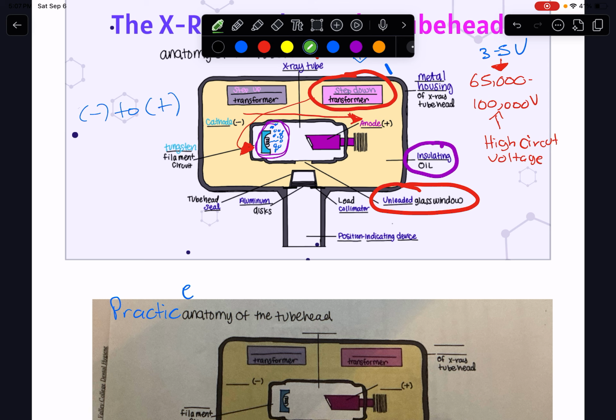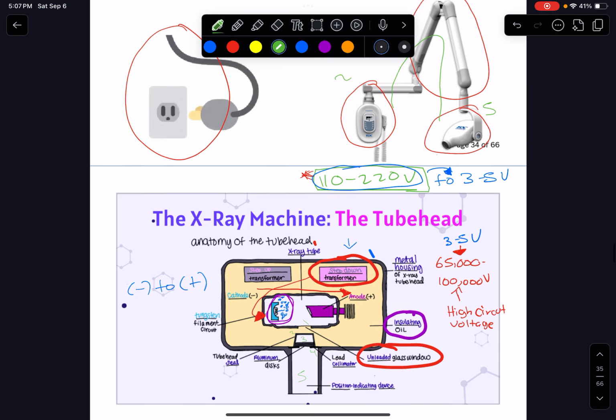It's going to go from the unleaded glass window, let me make that smaller, unleaded glass window to the tube head seal, so here, to the aluminum discs, to the lead collimator, and to the PID. That's all it's saying there. And then the beam is going to exit. And that's how they produce it.